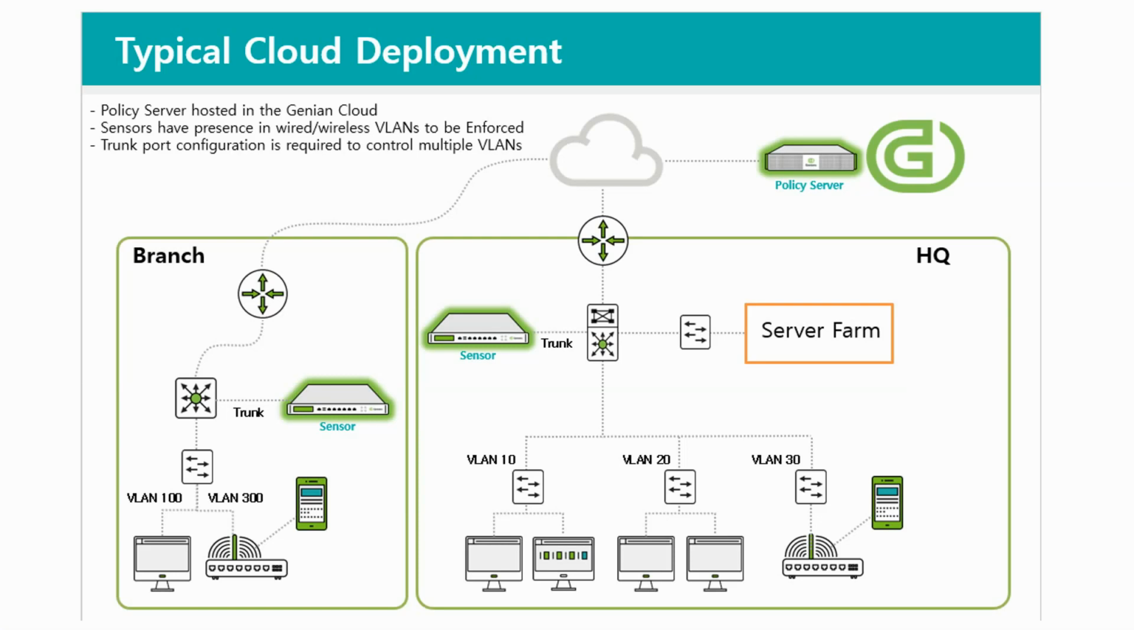Before we get started, let's cover the components involved in a typical cloud deployment. First, there is the cloud policy server. This is what we will be installing today. Then, there is typically one or more on-prem network sensors. These devices gather all information about active nodes on the network and report this information back to the cloud policy server, which maintains the database, policies, and dashboard.